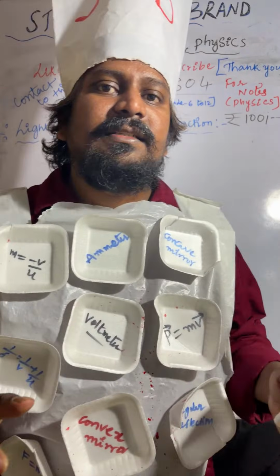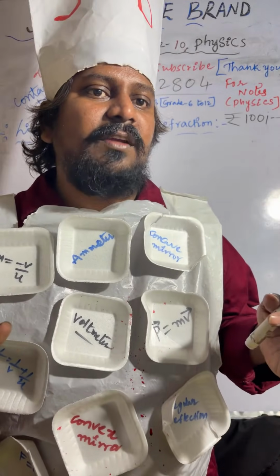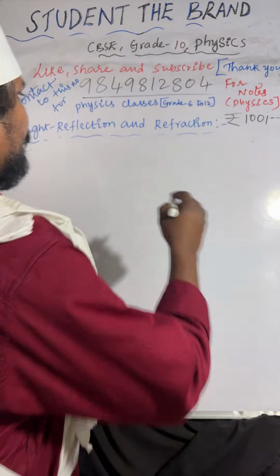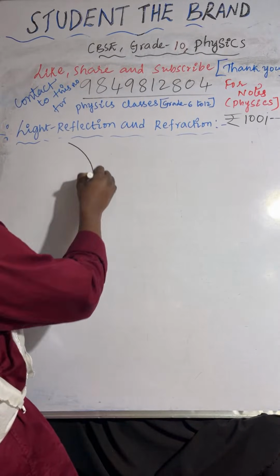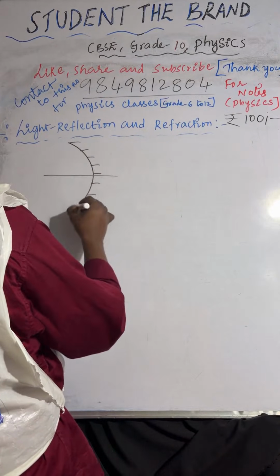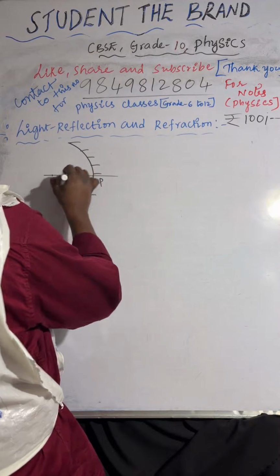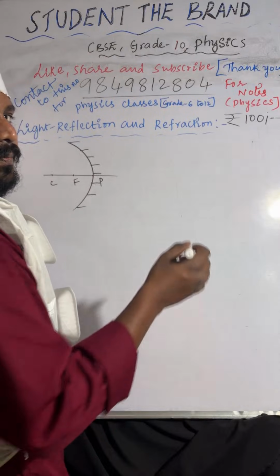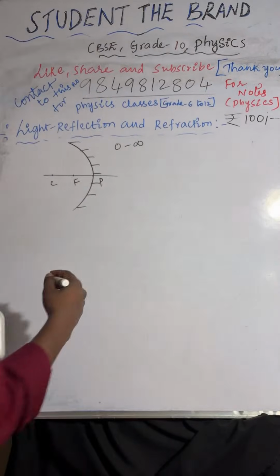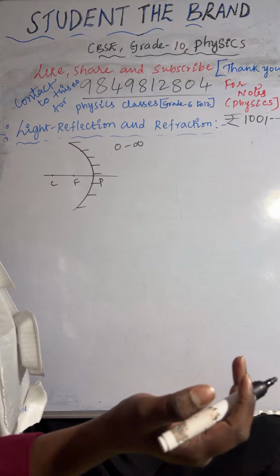Now we will discuss image formation by concave mirror. Let's start. I'm taking a concave mirror here. Every time you draw the diagram, you must place the pole, focus, center of curvature, and you have to place the object. Object is placed at infinity. How many light rays are required to form the image of the object? Minimum light rays are required.